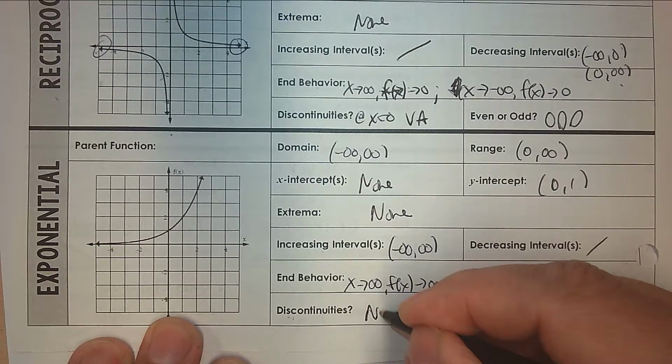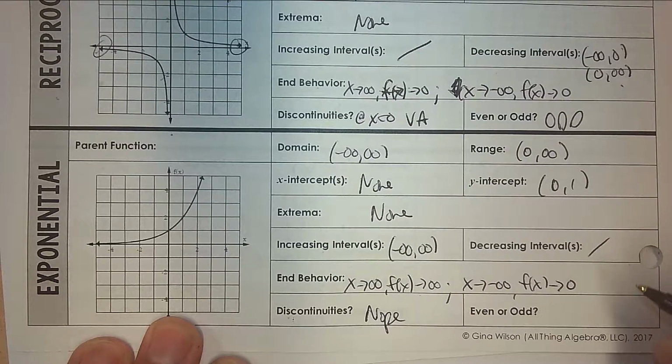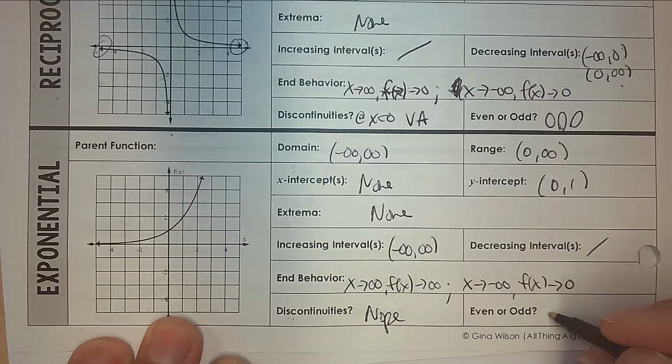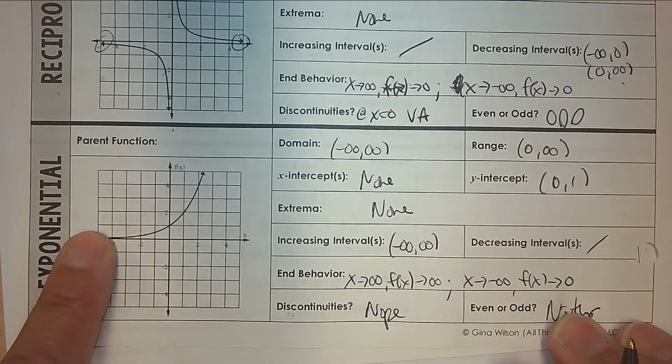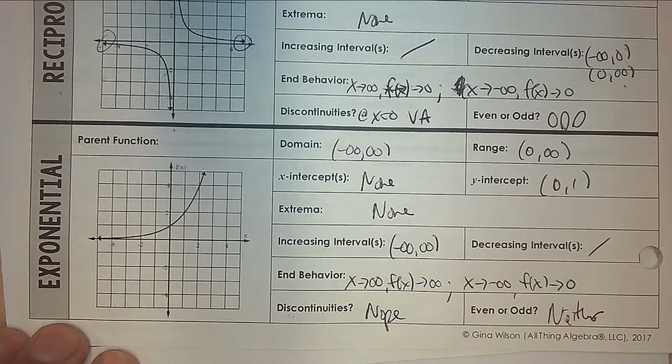Any discontinuities? Nope. Is it even or odd? And the answer is neither. So whether across the y-axis or across quadrants, we don't have symmetry with an exponential. Turn the page.